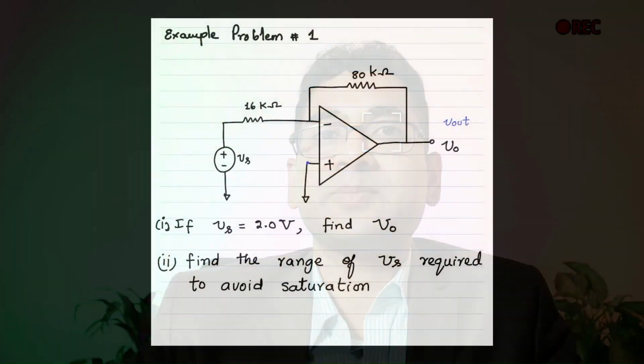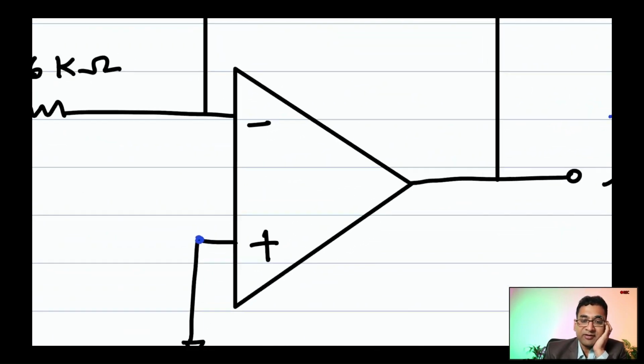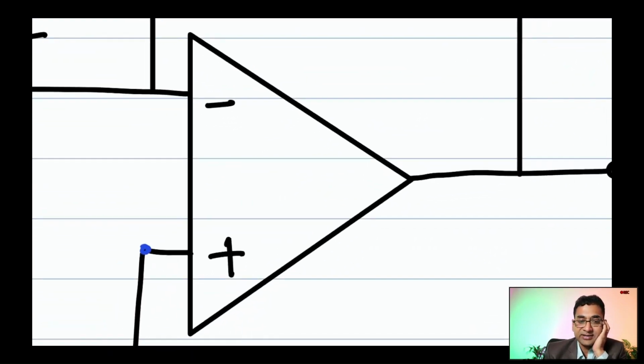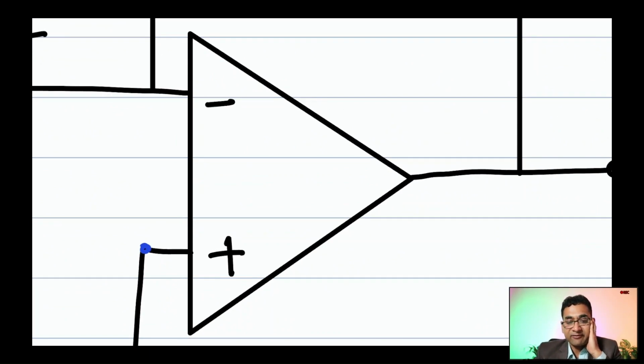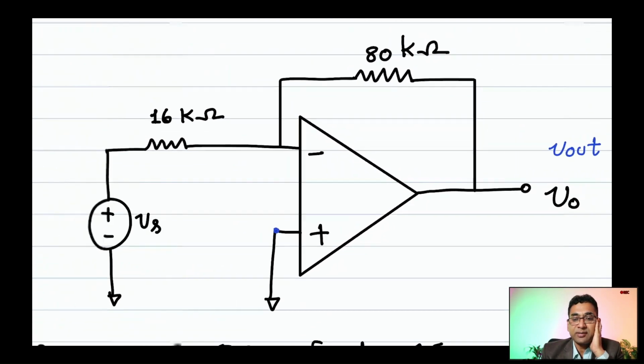Alright, let's do a very simple example problem from section 5.2. So here it is. Here is the example problem. We have an operational amplifier. There it is. There is your operational amplifier, and then the operational amplifier has some circuit built around it.